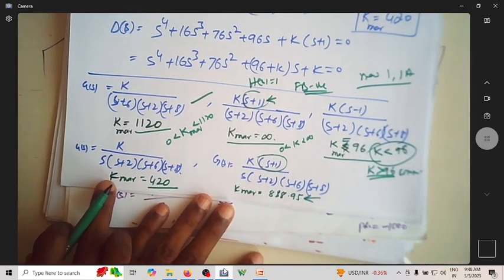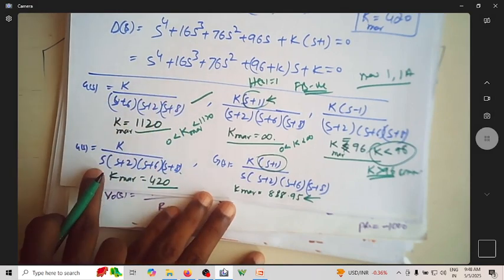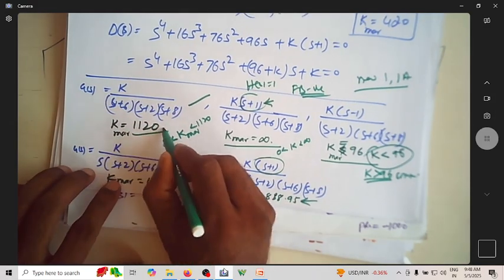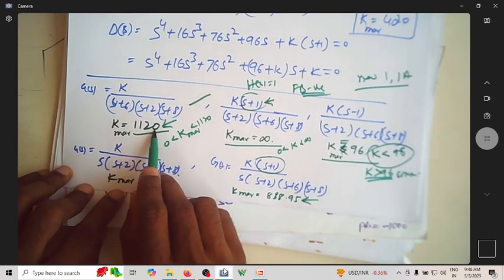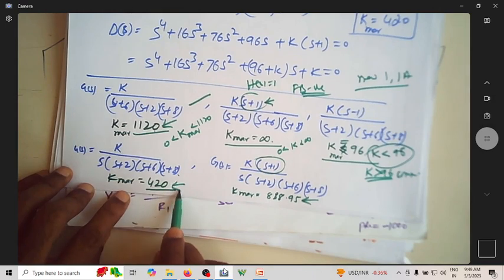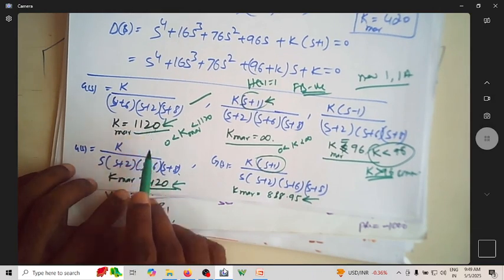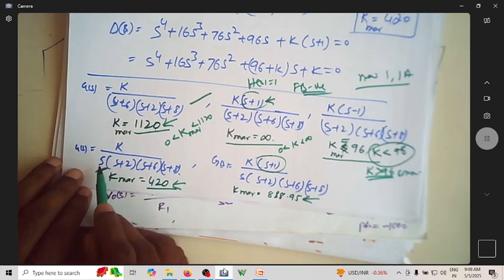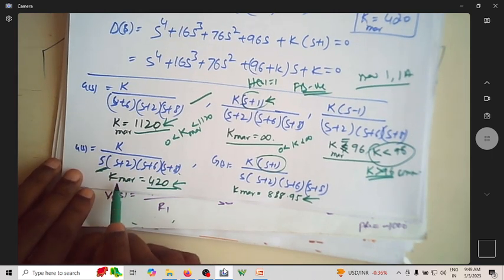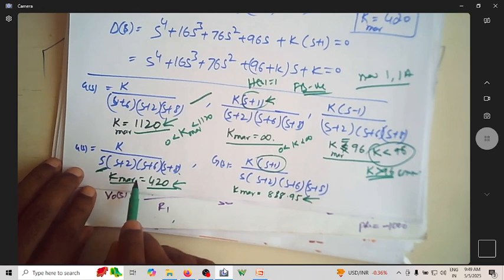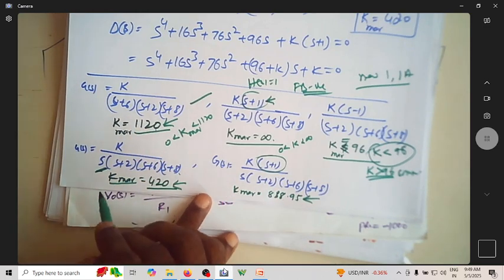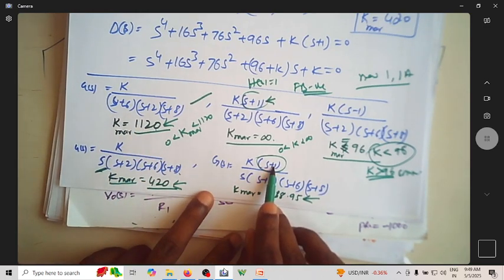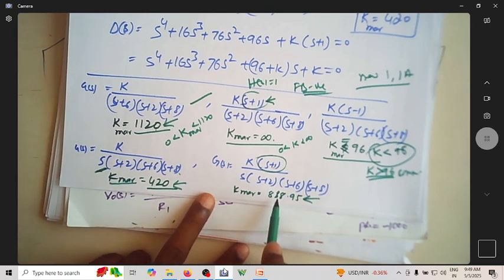Now coming to this, to this problem you added one more pole. If you can see here, this was stable up to 1120. That margin has come down from 1120 to 420. The moment you add one more pole at the origin, the value of k at which it becomes marginally stable has reduced from 1120 to 420. When you add a 0 here, that margin of 420 has slightly increased.